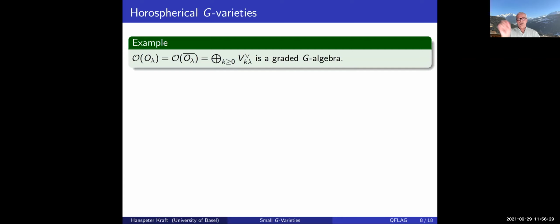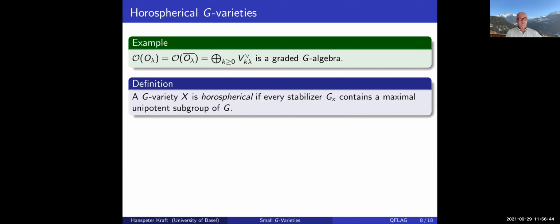It only contains the highest weight module V lambda and those of multiples. So it's just the direct sum of those. This is also, of course, in Popov and Vinberg's paper.